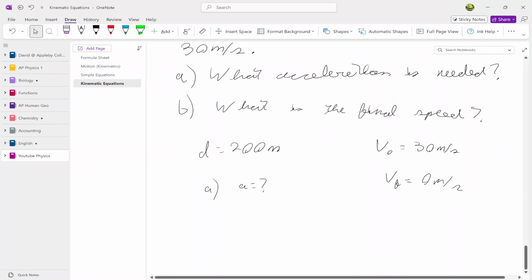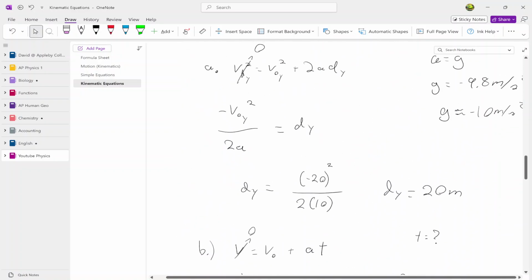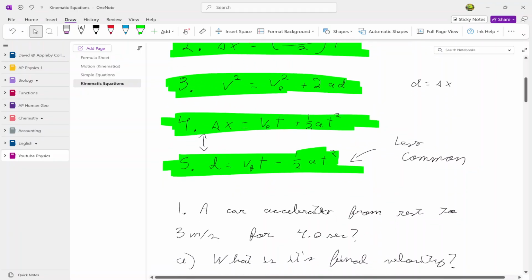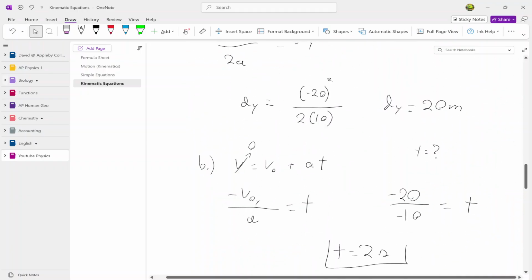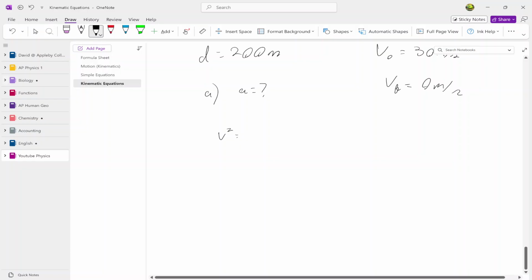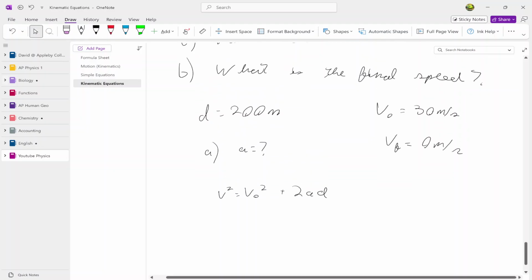Okay. And now we can just use, so the trick there was that I forgot to read the question carefully, but the train wants to come to a stop, and if it comes to a stop, that means final velocity is zero. So we can just use this one over here, number 3. So v squared equals vo squared plus 2ad. All right, there we go.